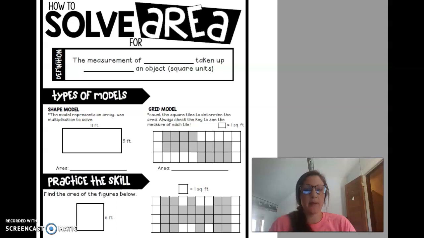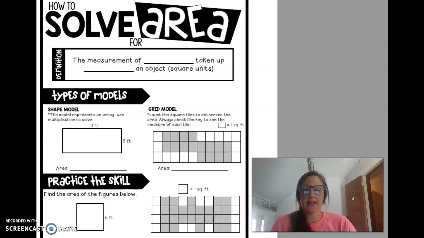Last week we talked about perimeter. This week we're talking about area. So for area, we have actually already learned this during our morning work. You guys have done area. We've done the grid model usually for area.